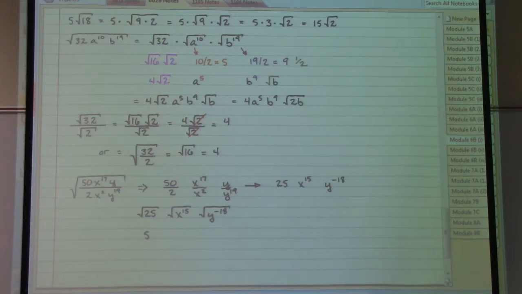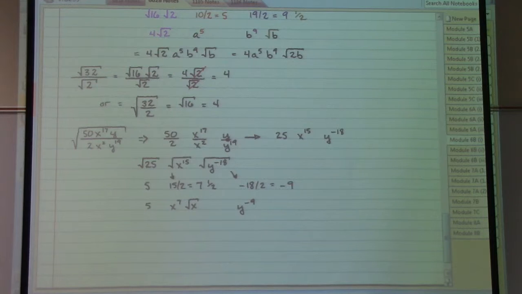The x stuff and the y stuff are going to use our shortcuts. 15 divided by 2 is 7.5, meaning that we would need an x with a power of 7, and the 1/2, meaning we would have a square root of x left over. Our y stuff also being handled with our shortcut. -18 divided by 2 gives us a -9. So our y stuff would have to have a power of -9.